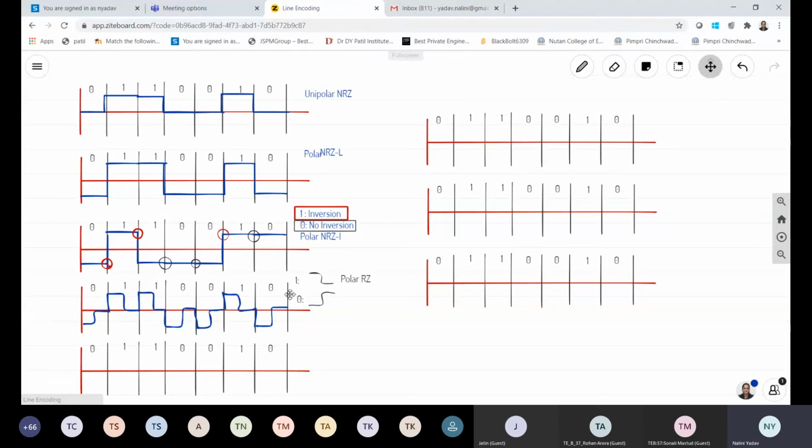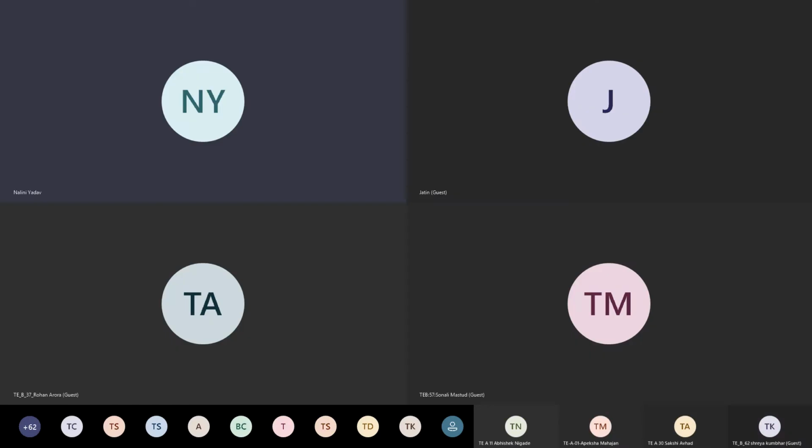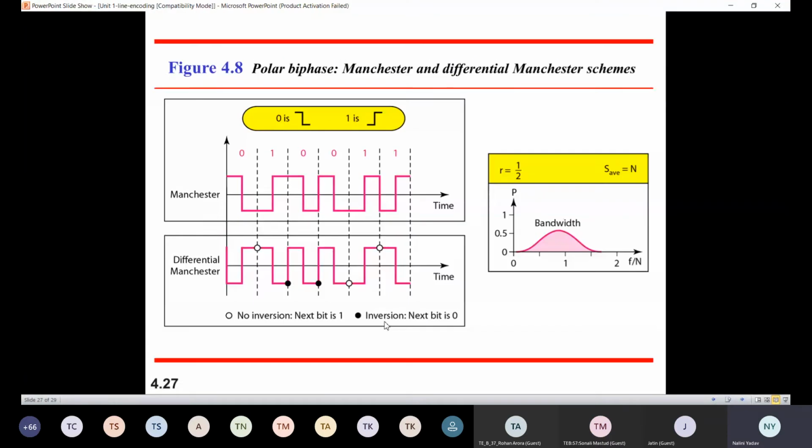If this polar RZ signal is clear with all of you, how I represented 1 and 0. Okay, clear with all of you. Now we will look at the next signal, which is Manchester. Correct? First is Manchester, the next one is differential Manchester. Fine. So look at the PPT again. So we have this Manchester and differential Manchester. Correct?